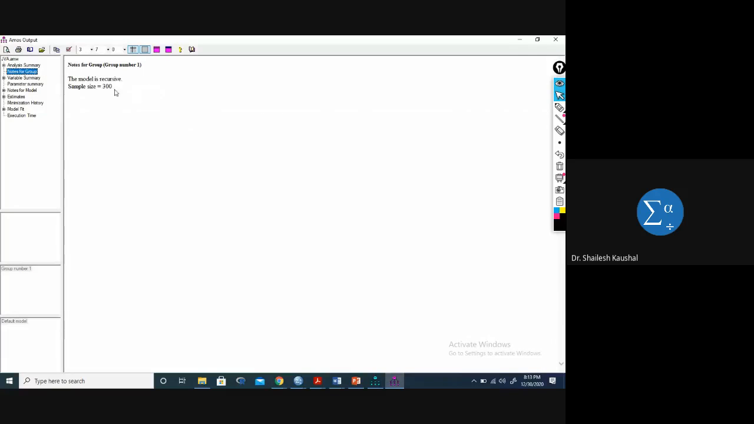Second, notes for group: the model is recursive. Basically in AMOS, our model is recursive, we can perform only the recursive model. Recursive means if this is the model, this is recursive, and non-recursive means when we take feedback. But there is no facility for non-recursive. So this model is recursive, and the sample size is 300. Next is the next table, variable summary.